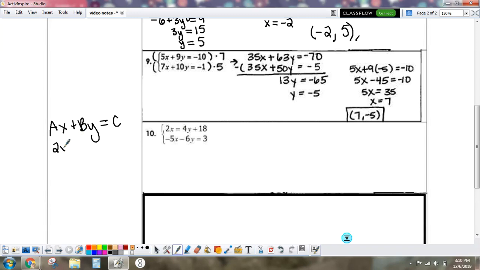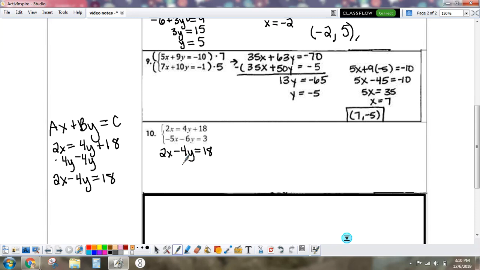So in order to do that, remember, we need to solve this like it's a literal equation. And we need to go ahead and get our y over there with our x. So I'm going to subtract 4y from both sides and get 2x minus 4y equals 18. So now I can use this one to help me figure out what I'm going to multiply by, because I have a negative 5 and a 2, a negative 6 and a negative 4, and I can't easily multiply just one of those.